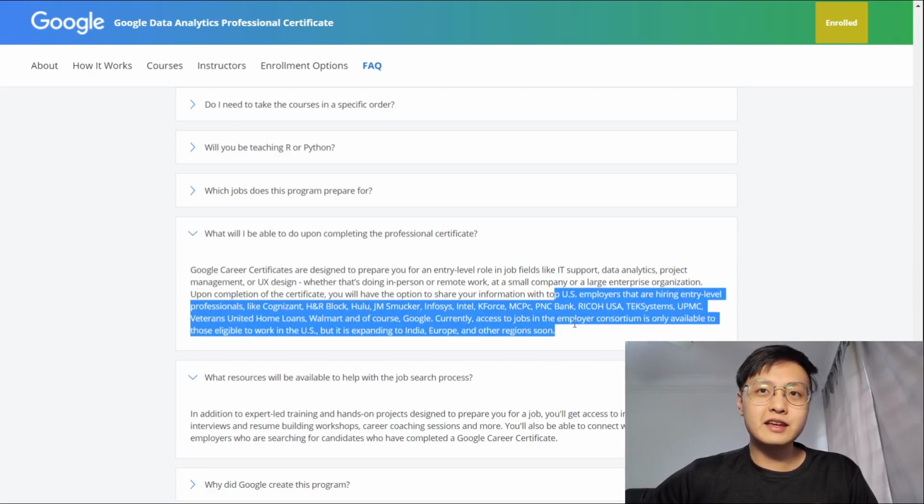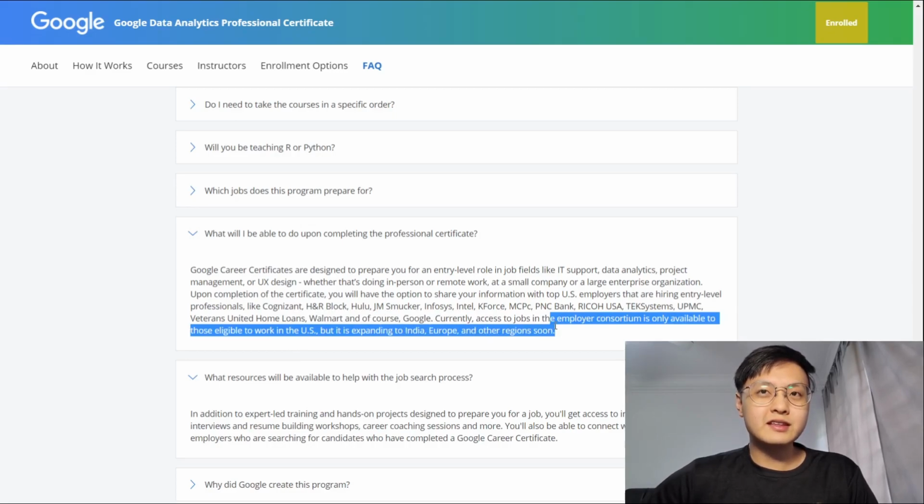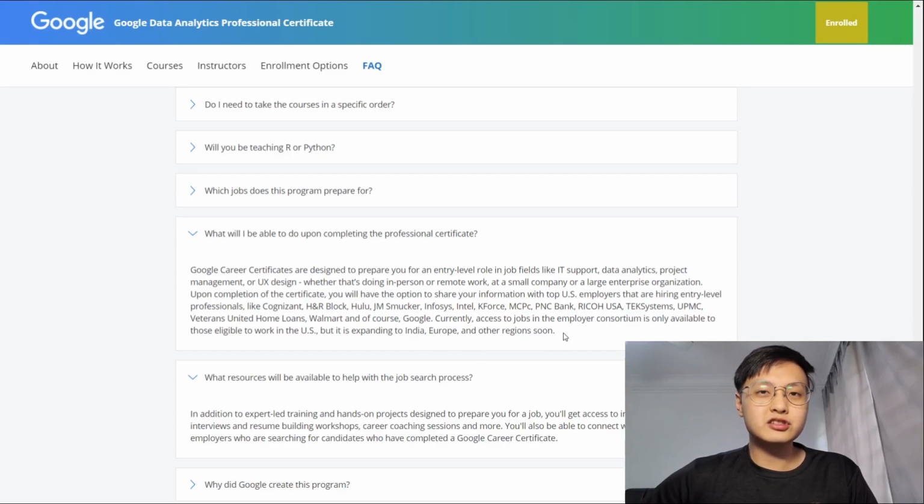So currently, access to these jobs in the employer consortium is only available to those eligible to work in the US, but it's expanding worldwide as well. I would say this is a really useful initiative by Google, where they'll start pushing out more shareable certificates that can replace a regular degree program offered by universities.